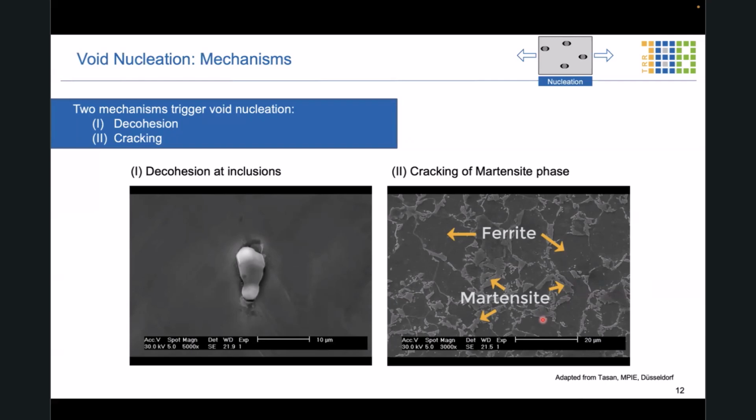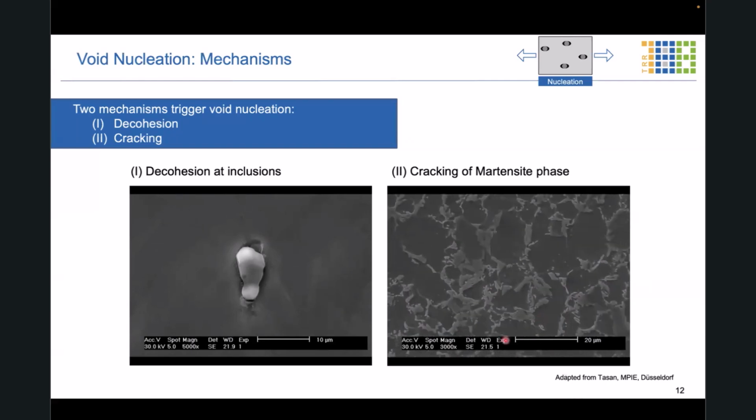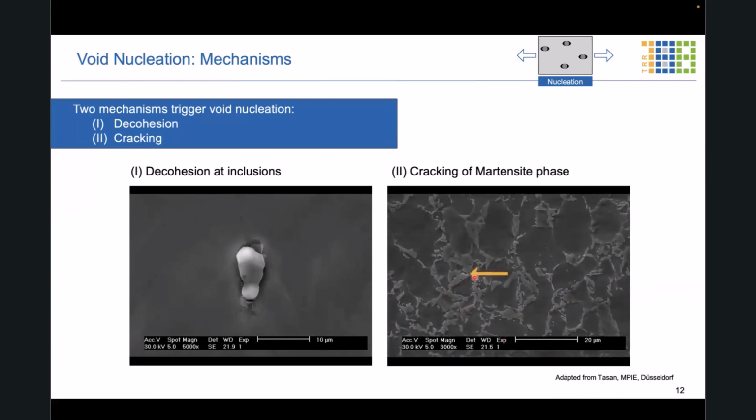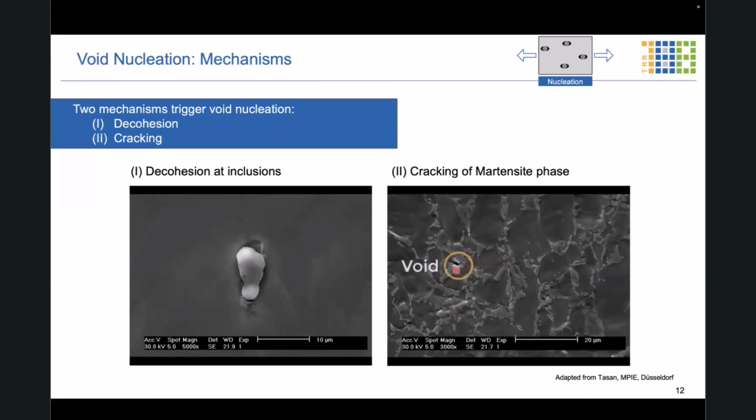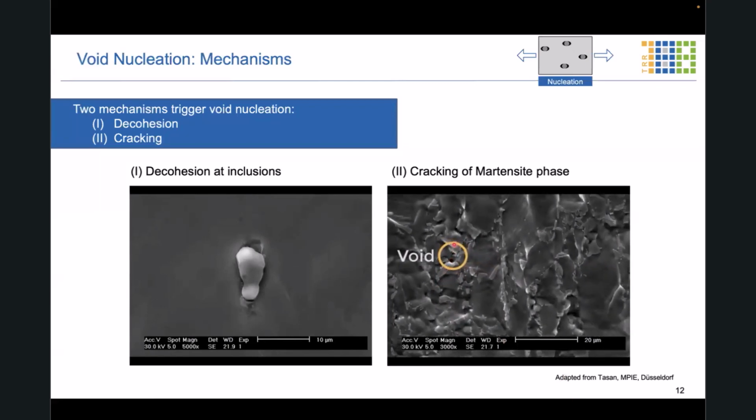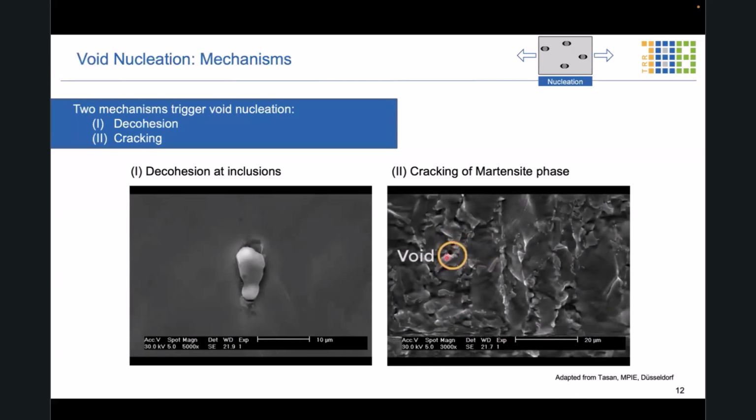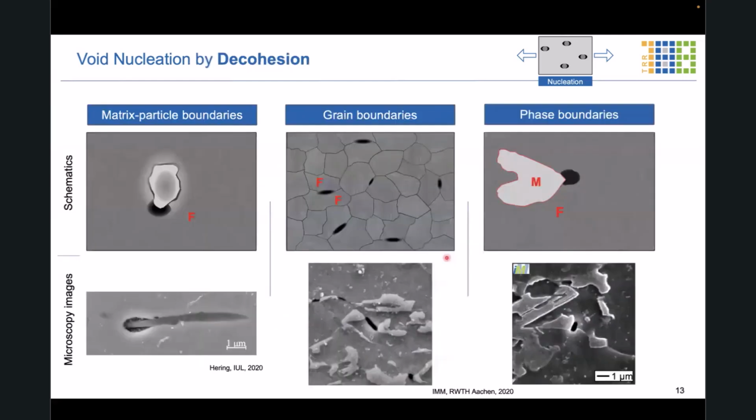Alternatively, in particular, we observe this in the dual phase steels. There could be cracking of the harder phase, in that case of the martensite phase. So you have to concentrate on this position over here. And you see indeed, due to the cracking of the martensite in this dual phase microstructure, we observe the initiation of damage.